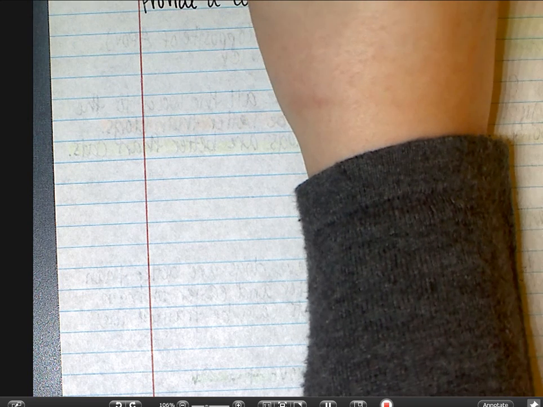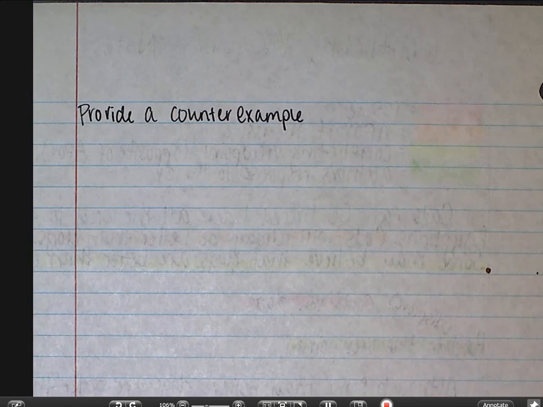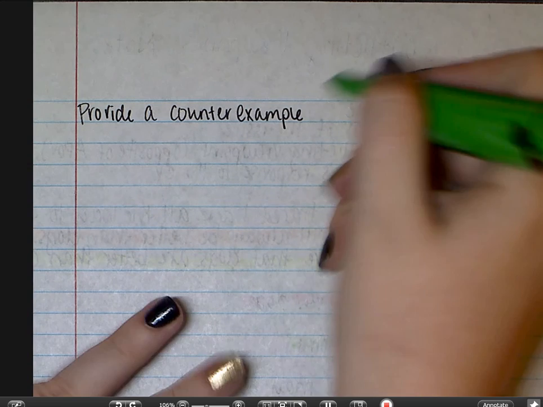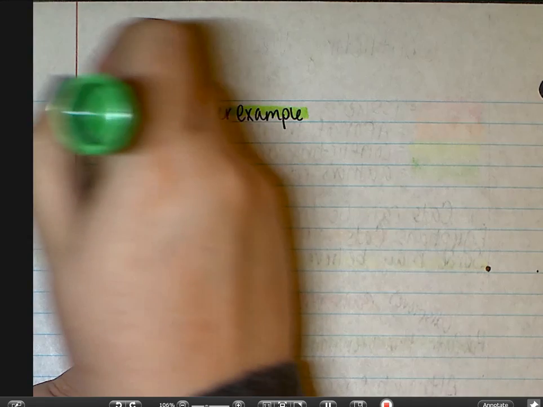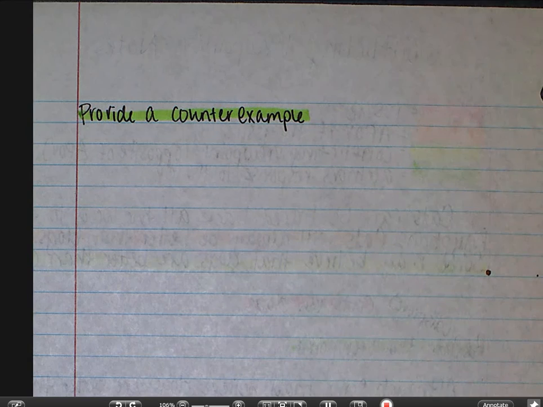Our last one is provide a counterexample. Yeah, sorry. Provide a counterexample, and I'm going to highlight it in green.